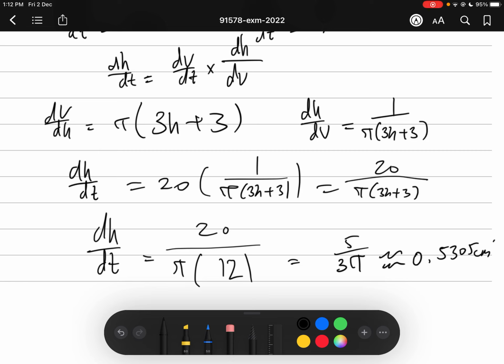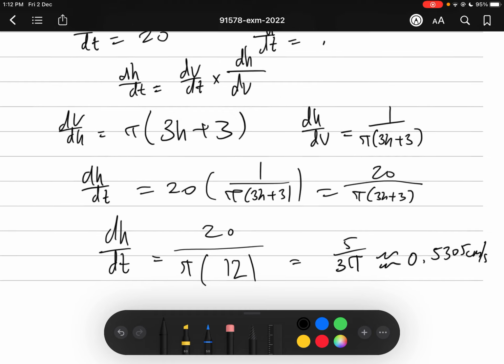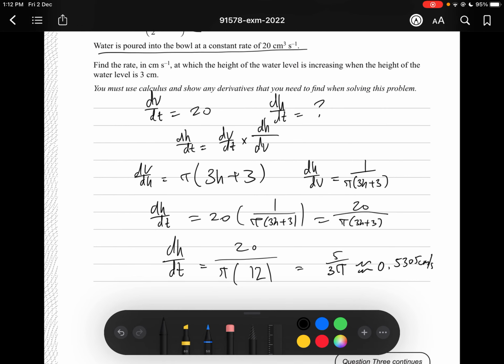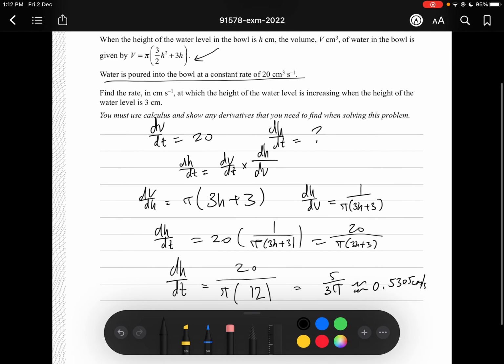0.5305 centimeters per second. Since height is measured in centimeters, we know that the rate of change is in centimeters per second. That should be our final answer for this question. Getting the correct answer here should be a merit level question, and to get an achieved, if you can find an expression for dh on dt, that should be enough for an achieved.